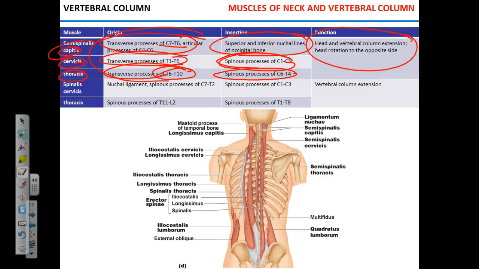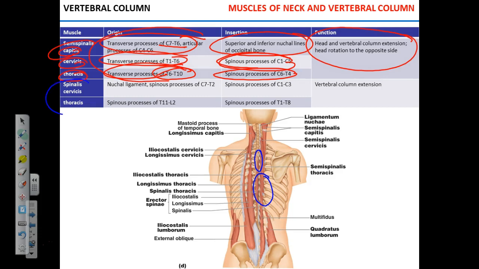let's try to show it here. So this is thoracis, okay? It starts at the lower thoracic compartment and inserts in the upper thoracic compartment. It is fine extension of the vertebral column.